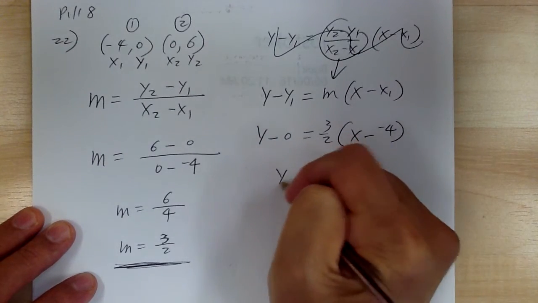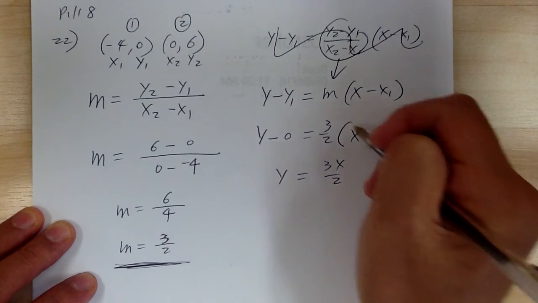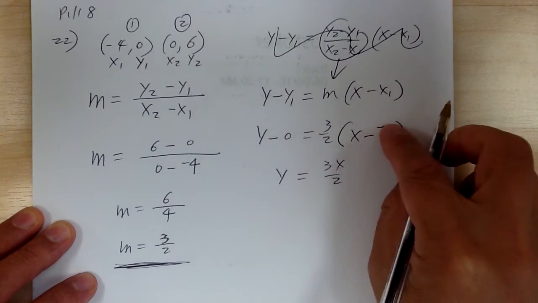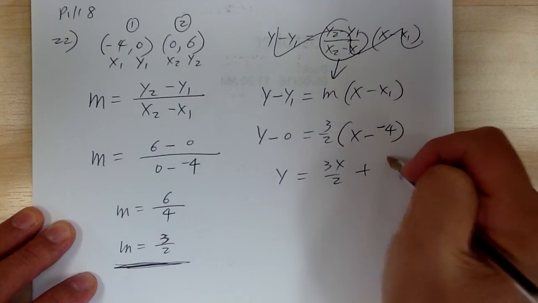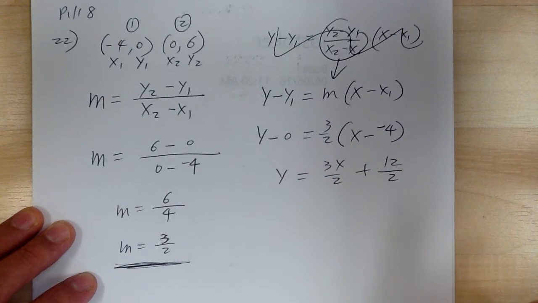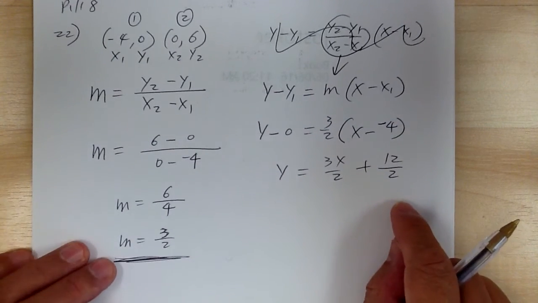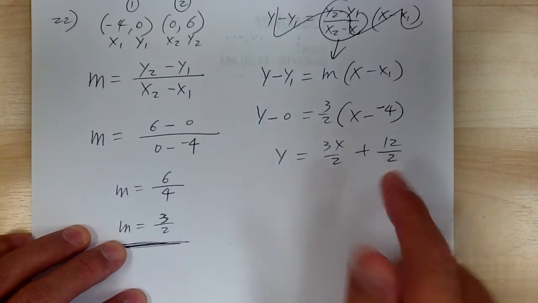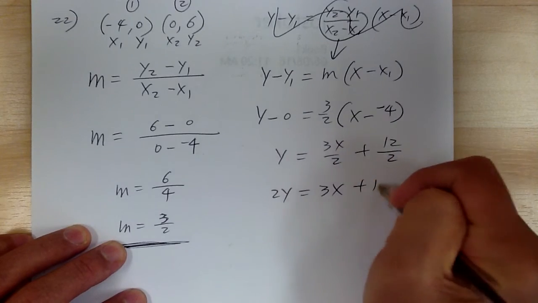So you work it out. So y equal to 3x over 2, and negative and negative is plus. So 3, don't worry about trying to simplify, okay? So you got 12 over 2, right? 3 times 4 is 12. Now don't worry about canceling, because you're just wasting time, because you still have to multiply by the common denominator anyway, right? So multiplying by 2, so you got 2y equal to 3x plus 12.